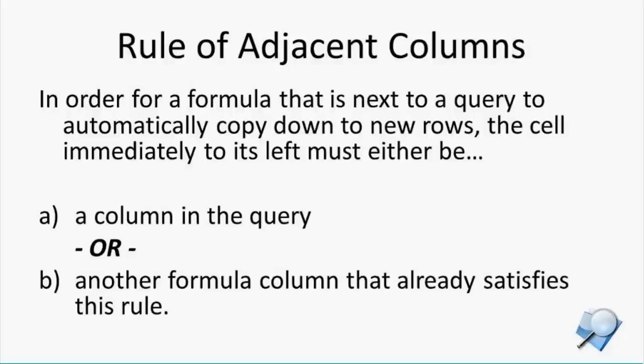And those formulas will automatically copy down to any new rows that get inserted when that query refreshes. But there are some rules about what makes that actually work, and that's what's described here. So for a formula, like my TSGL amount formula, to copy down to a new row, the column to the left of it has to be a column in the query, like in this case, the account title, or it has to be another formula that already satisfies this rule. I have a graphic that explains this a little better.